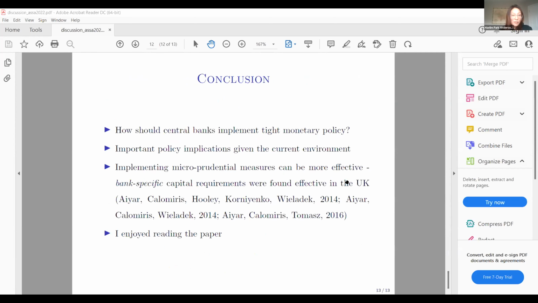So, conclusion: how should central banks implement tight monetary policy? Important policy implications can come out of this research.